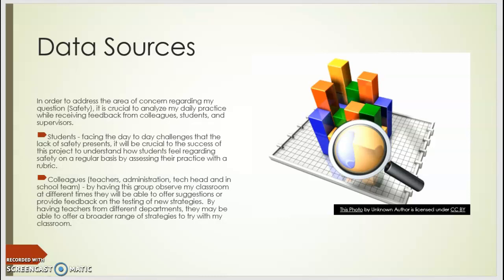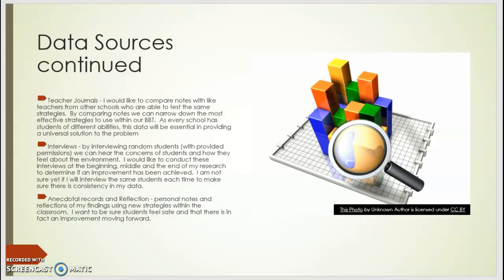Colleagues, by having this group observe my classroom at different times, will be able to offer suggestions or provide feedback on the testing of new strategies. By having teachers from different departments, they may be able to offer a broader range of strategies to try in my classroom. By keeping notes and reflecting on my own classroom practice and comparing them against student surveys and assessment, we can determine prior knowledge and the areas needing improvement.